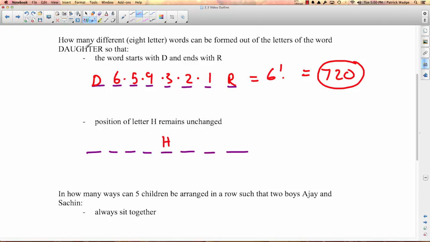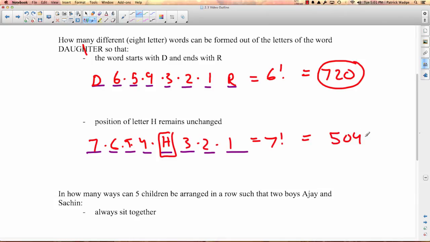So we've used the H, but we still have 7 letters. So in this first position here, you can choose any of the 7. 7 times 6 times 5 times 4 times 3 times 2 times 1. You're not multiplying by the H. That spot's filled in, but you got to do all the rest. So you're doing 7 factorial, and 7 factorial is 5040.